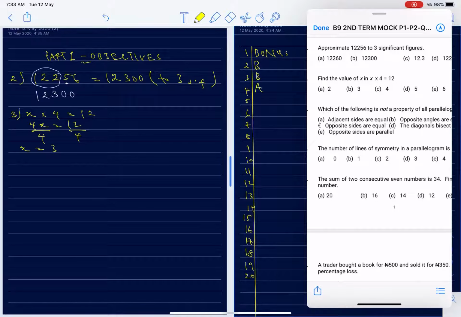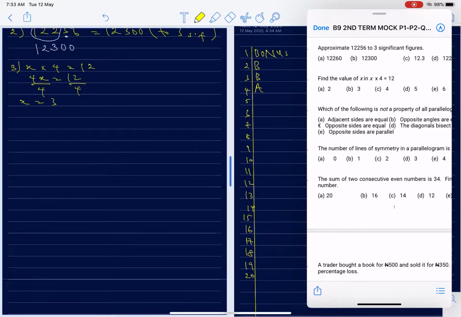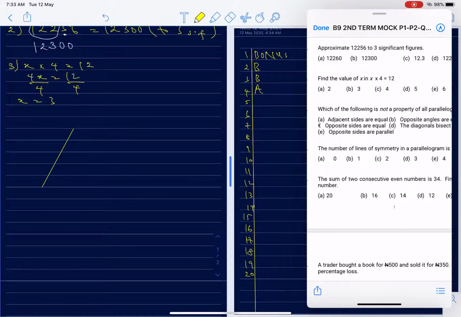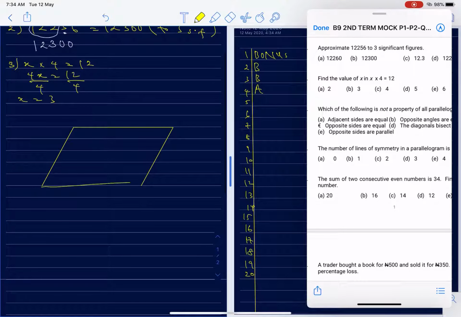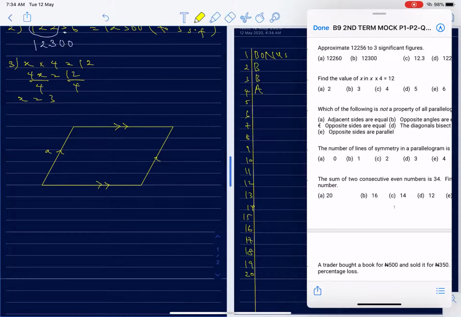That's A, because this is what a parallelogram looks like. Let's just see a diagram that represents a parallelogram. This side is parallel to this side, and this side is parallel to this side. Opposite sides are equal and parallel, but adjacent sides are not equal. If I call this A and this B, A is not equal to B, and they are adjacent. A and B are adjacent, but they are not equal.